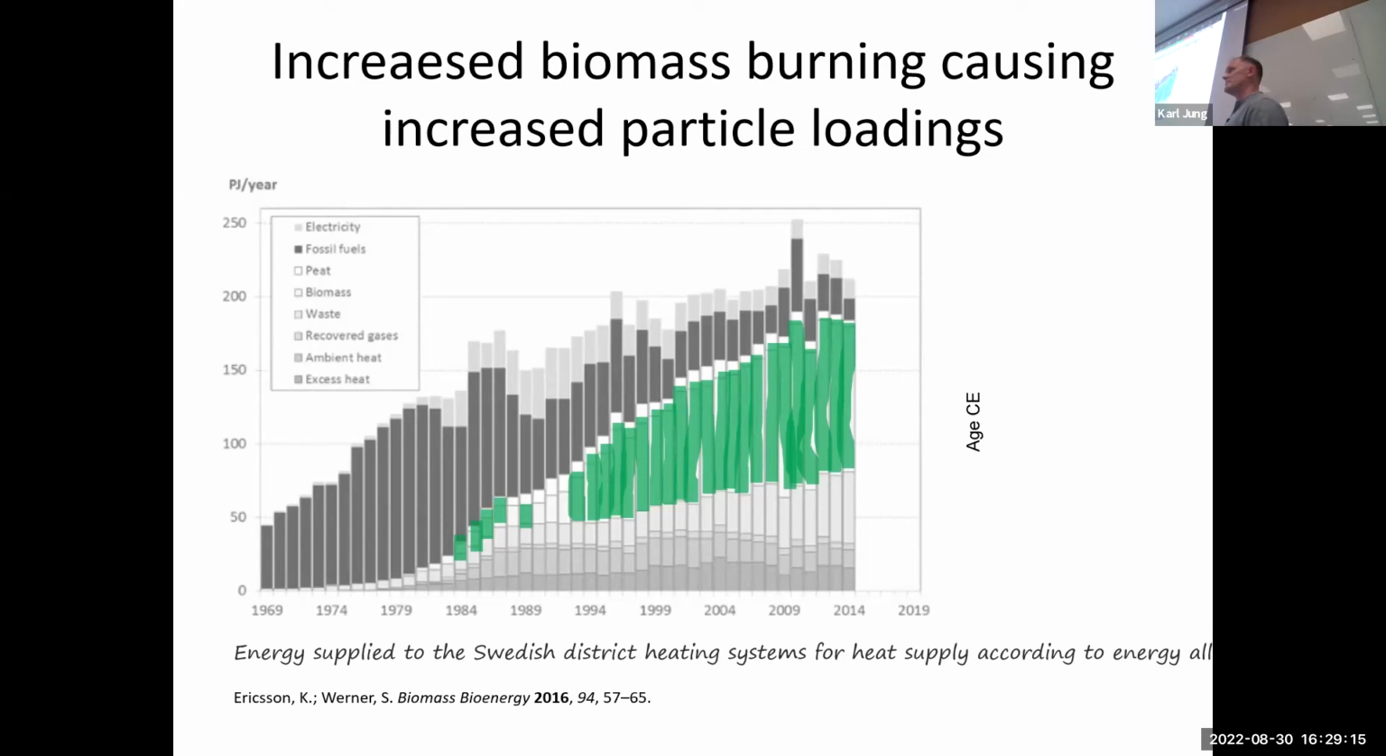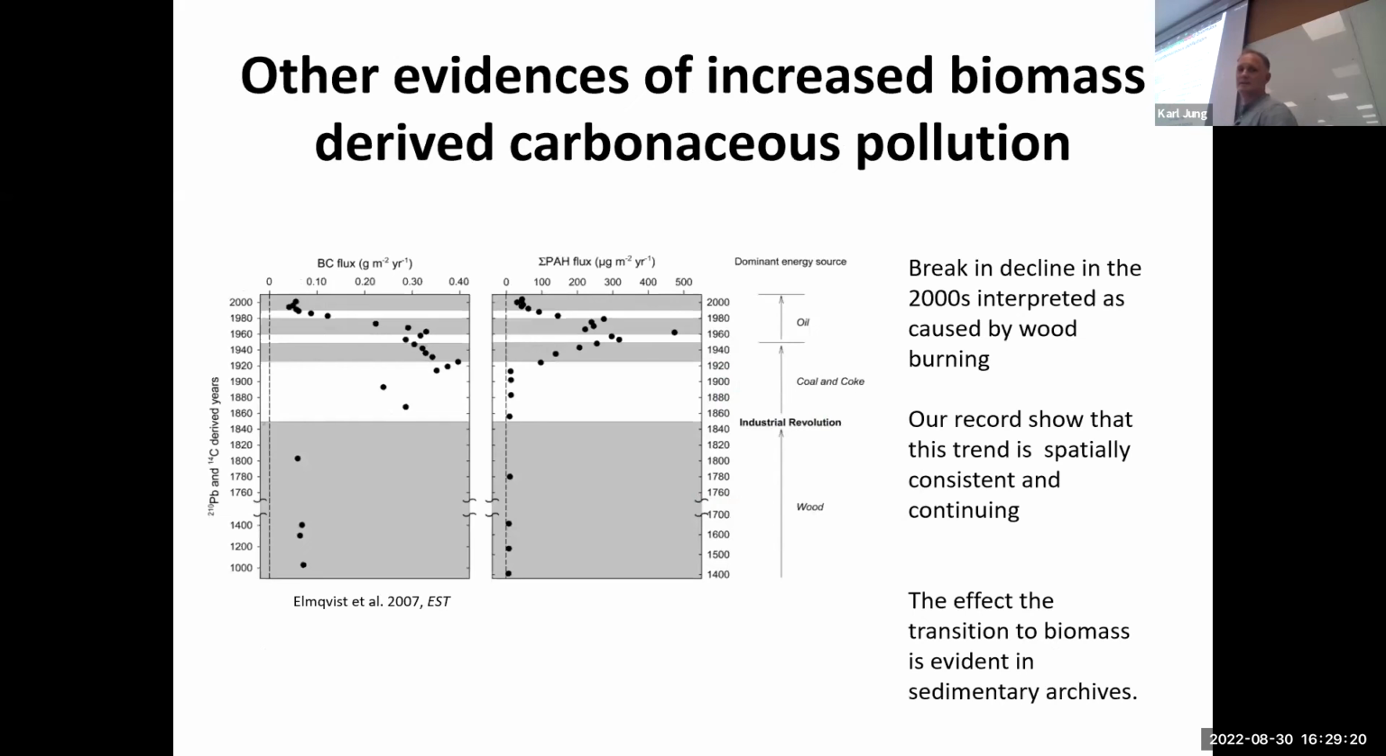So I'm not really the first one to have identified this. There has been one paper from Sweden earlier, in 2007, that also interpreted the data in this way. They show the same thing. They have black carbon flux highest from the 50s, and they have PAH fluxes, which are really high and then going down. They interpret the increase they see in the topmost part here in the 2000s, and make quite a big deal of it in the paper, that this is because of increased use of biomass.